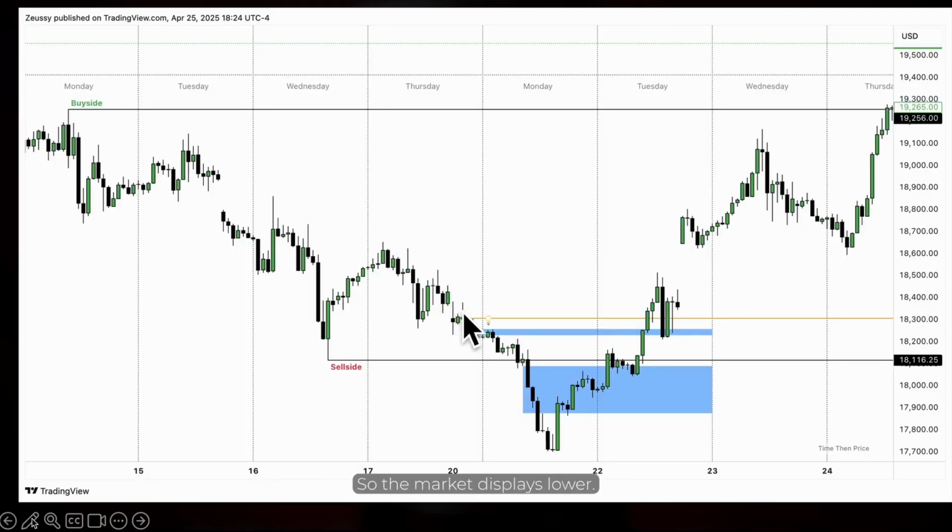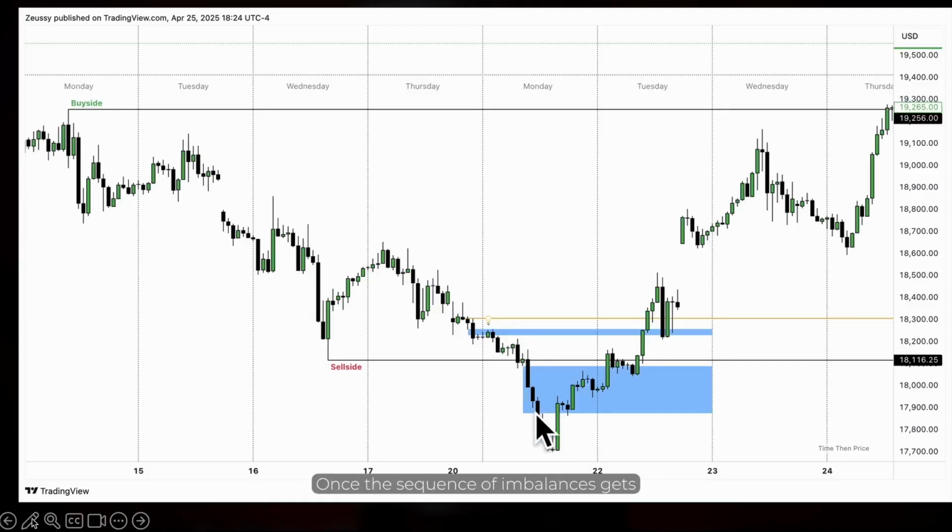So the market displaces lower. Do you see how this RECB formed right here? The market retraces into that RECB and then expands lower once again. Do you see how the market finds resistance inside of this old low, the sales liquidity pool? We see the market then expand lower aggressively, and notice that this sequence of imbalances gets created.